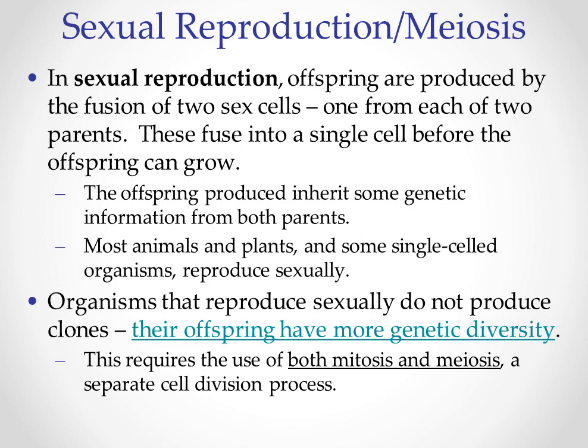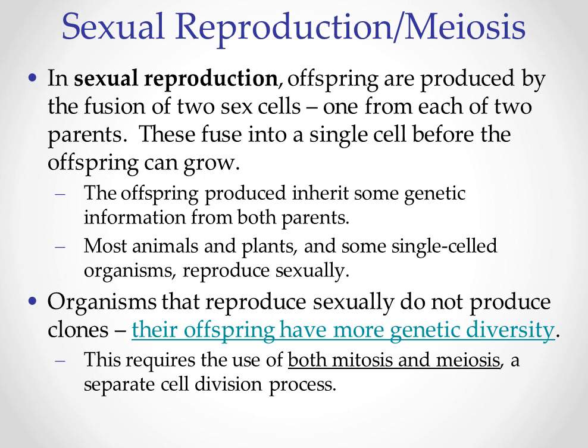Because you have to have the genetic information from both parents. Plants, animals, and some single-celled organisms, not many, do reproduce sexually. But in this form of sexual reproduction, we do not make clones. You cannot take an egg and a sperm and make an exact replica. You don't look identical to your parents. You might have similar traits, but you are not an exact copy.